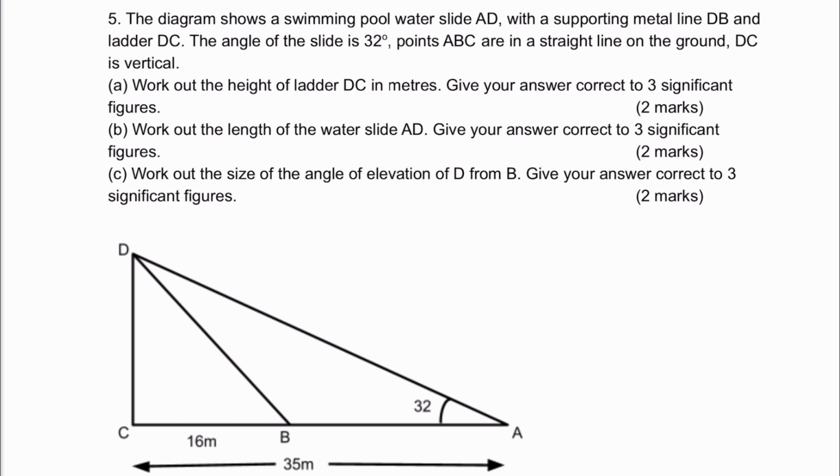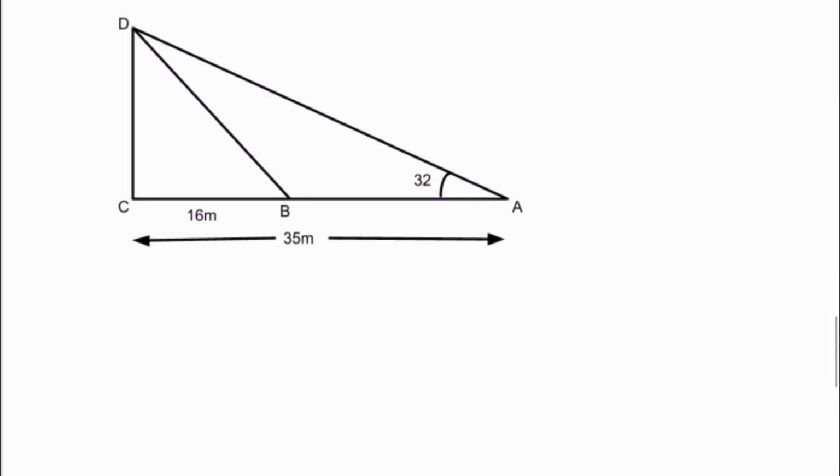There's quite a lot going on here, so I will refer backwards and forwards as I'm going through, but basically the first one it wants us to work out is the height of the ladder DC. Well, that's okay because I can use SohCahToa to do that. Then it wants us to work out the length AD. Well, that's fine, I can use Pythagoras. And then it also wants us to work out the elevation of D from B, which is going to be back to SohCahToa again.